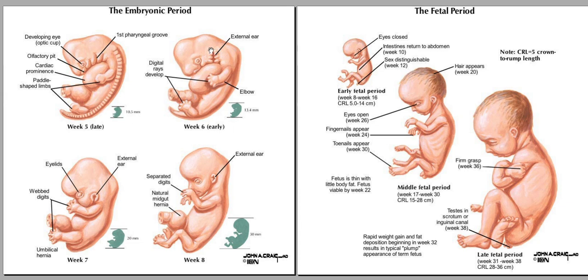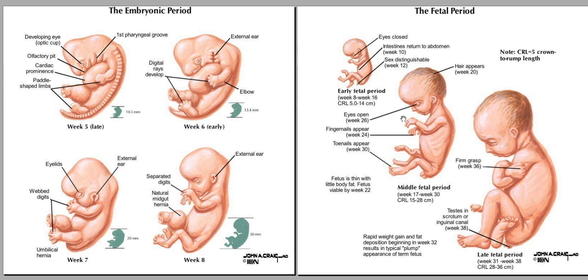By early week 6, you have the external ear and the elbow, and also here the digital rays developing. And by week 7, the external ear, so visible, the eyelids, the webbed digits, and the umbilical hernia, the rotation of the GIT. External ears here, separated digits, and of course the physiological midgut herniation too.